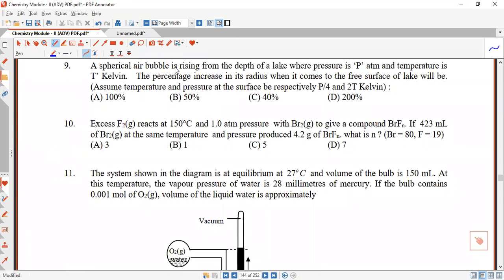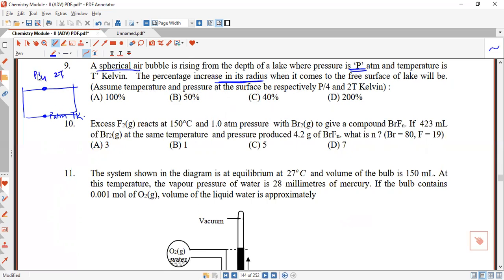Number 9. A spherical air bubble is rising from the depth of a lake where the pressure is P atm. Okay, so there is a lake, and right at the bottom here the pressure is P atm, right? And the temperature is T Kelvin. The percentage increase in radius is asked, when it comes to the free surface, let's say when it reaches the top. Assume the pressure and temperature at the surface are P by 4 and 2T respectively.